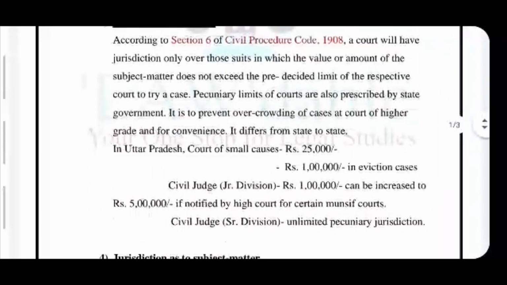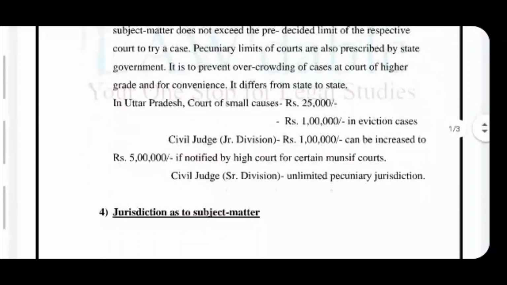Like in Uttar Pradesh, the court of small causes can hear matters up to rupees 25,000, and in case of eviction cases they can hear matters up to rupees 1 lakh. Similarly, for a civil judge junior division, the pecuniary limit is rupees 1 lakh and it can be increased up to 5 lakhs if it is notified by the High Court for certain municipal courts. While for civil judge senior division, there is no limit decided for the pecuniary jurisdiction.